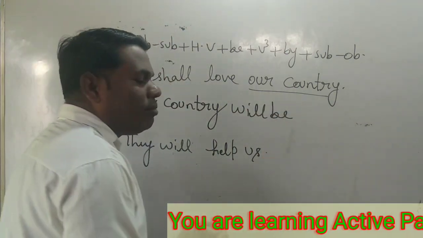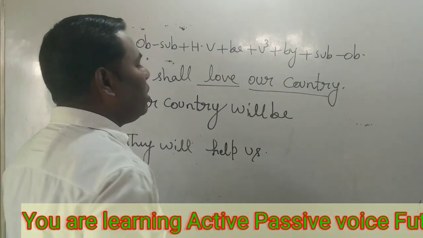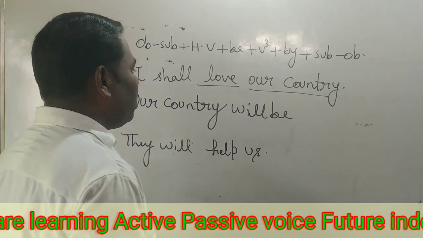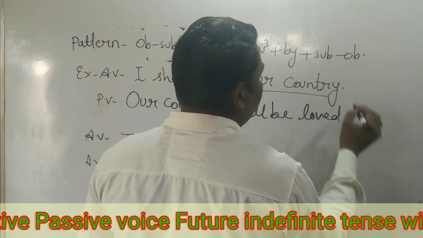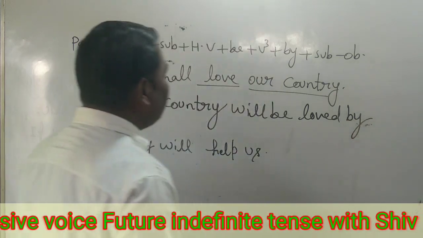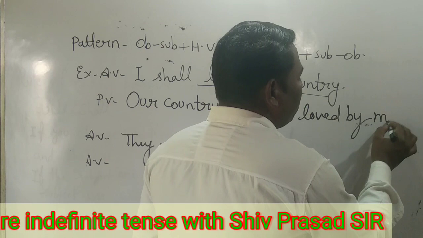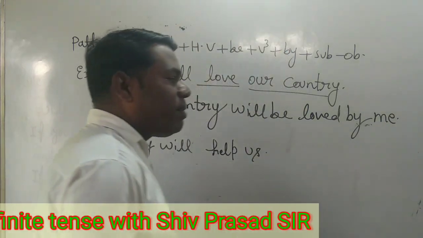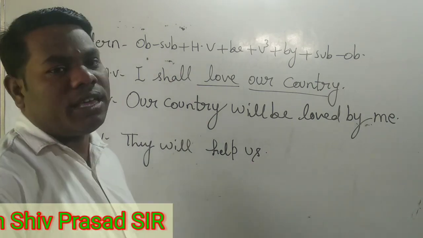Our country will be. Then use V3, love. What will be V3 of love? Loved. And the extra word by. Then subject to object. I will be changed into me. Now you have changed into passive voice easily. Our country will be loved by me.